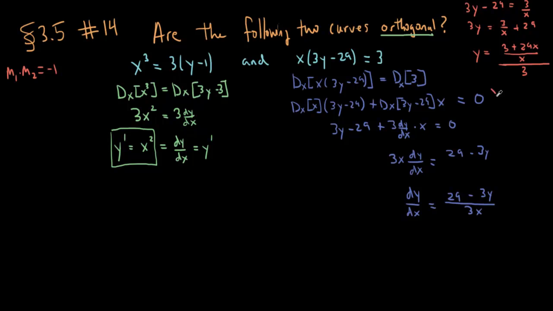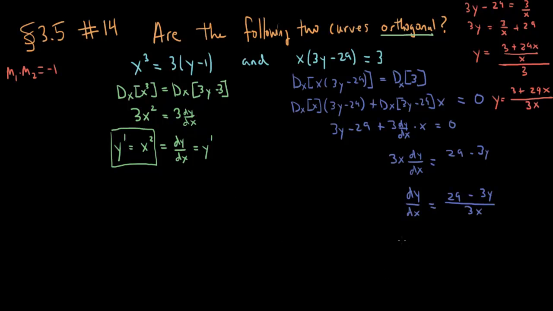Y equals the fraction 3 plus 29x over 3x. So we could actually define this explicitly in terms of x, the original function. That's a little more complicated, I think, but we can do it. Now we could say this is equal to y, so we can substitute this in here and get our function in terms of x only. So let's make that substitution and see what happens.